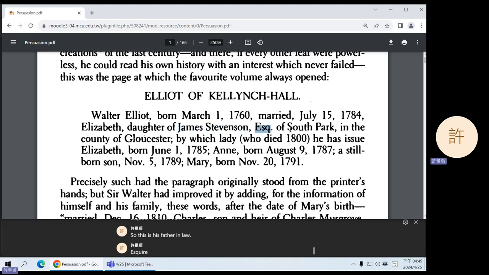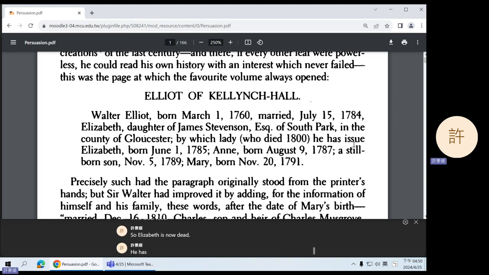Esquire means ordinary gentleman. It means not an aristocrat, just a regular person. In the county of Gloucester. This place is Gloucester. That's not how it's spelled, but that's how you say it. Gloucester. So this is where they were, where Elizabeth was from. By which lady, who died 1800, so Elizabeth is now dead.